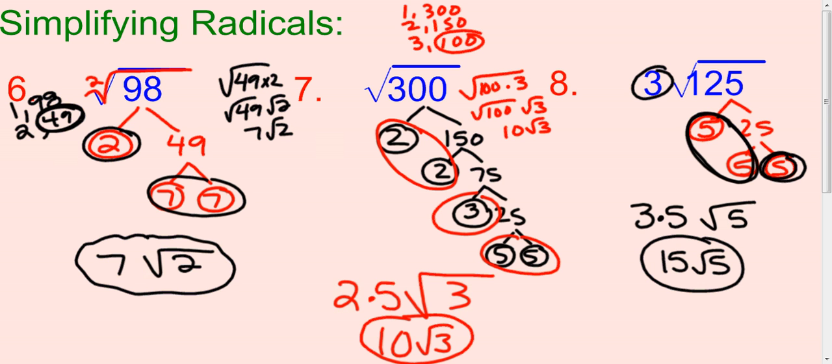Or I could go 125 is 25 times 5, so I could rewrite that as 25 times 5, which is really the square root of 25 times the square root of 5. The square root of 25 is 5, so then 3 times 5 is 15 root 5, whichever way you want to do it.